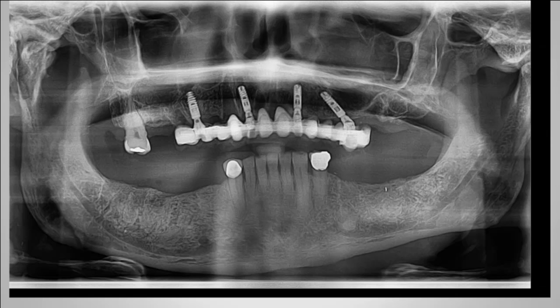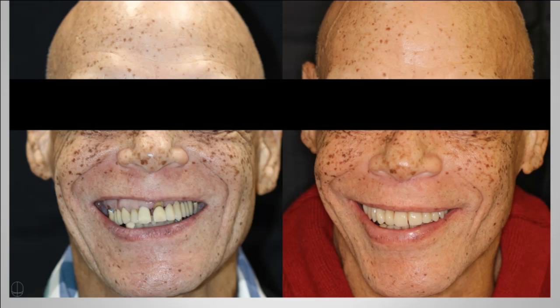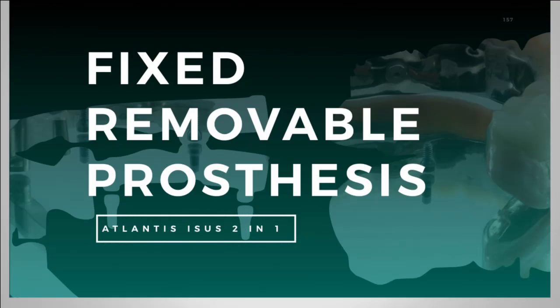This is the post-op OPG that you can see on the day. And again, 4 implants, one angled, so we need a 30-degree abutment, and the other's reasonably straight. And that's him a week after he's had the restorations.